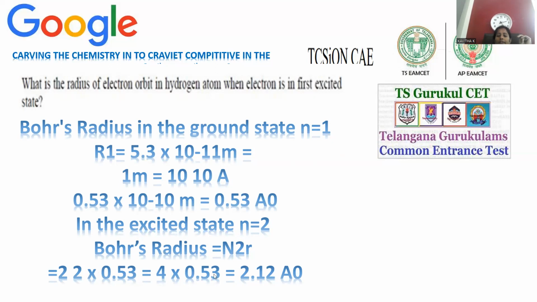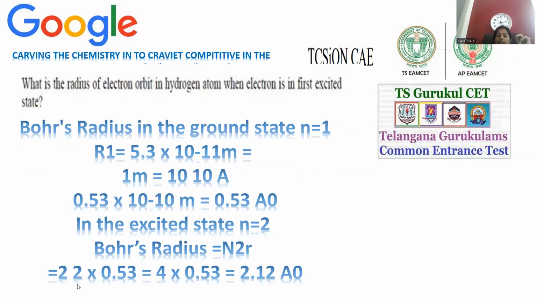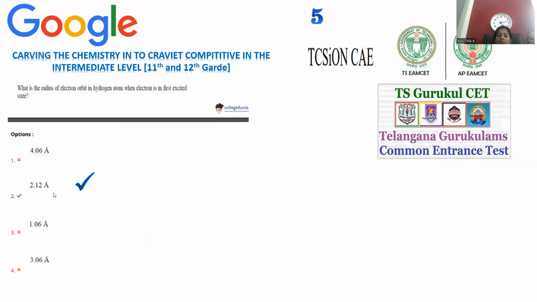So 2 to the power 2 into the radius of the first Bohr's orbit, which we just calculated, in angstroms as 0.529. If you take a more meaningful term, 0.53 angstroms can be taken. 2 to the power 2 is nothing but 4. 4 multiplied with 0.53, the value will be 2.12 angstroms. Whenever the electron is jumping to the first excited level, 2.12 angstroms is the correct value. So this is the way we can go for the calculation, 2.12 angstroms, which is given in option number 2. For question number 5, option number 2 is the correct answer.